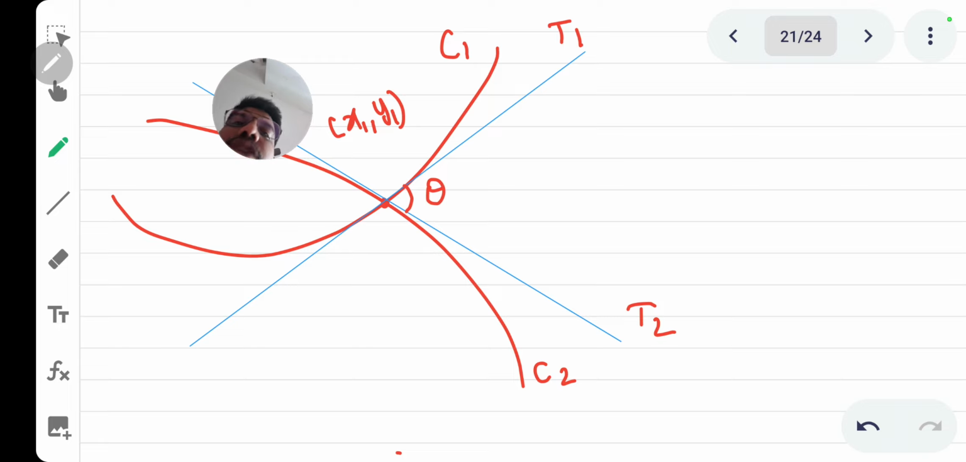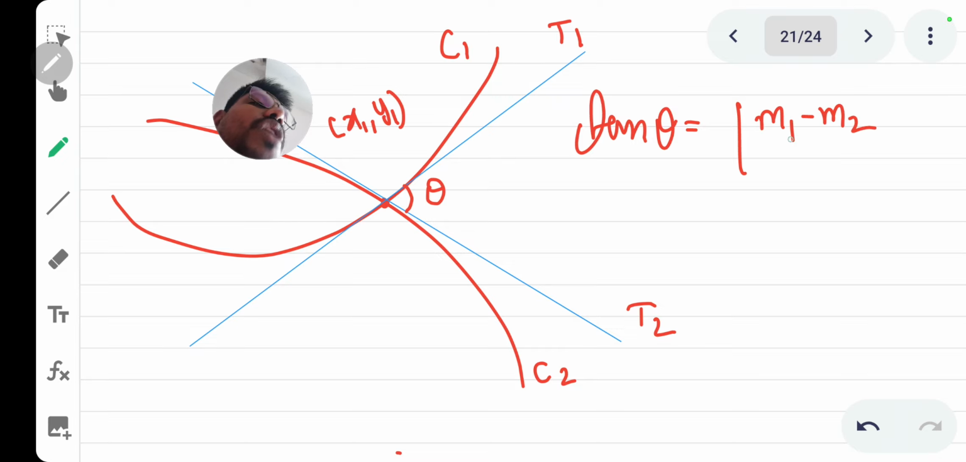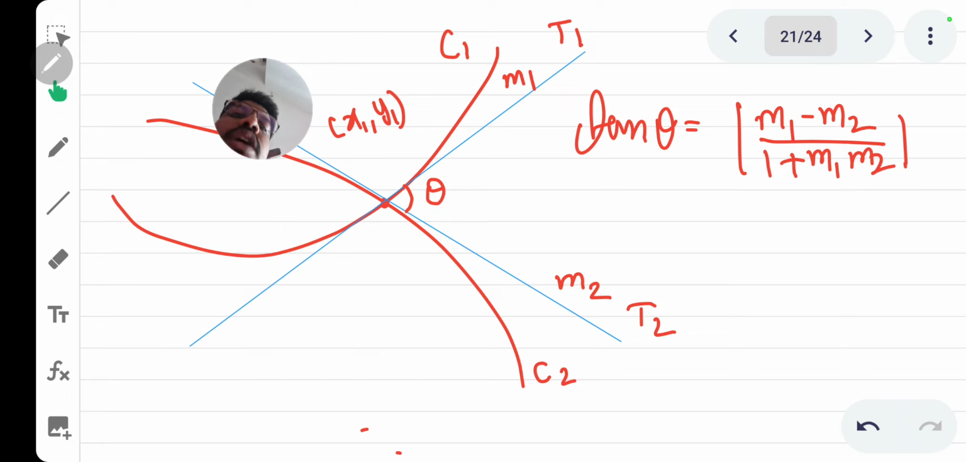Now from the chapter of straight lines we know that tan theta is given as m1 minus m2 upon 1 plus m1 m2. Okay, where m1 is the slope of the first tangent, m2 is the slope of the second tangent. Now let me help you understand this: m1 is the slope of the tangent T1 calculated at the point x1 y1 for the curve C1. Okay, and m2 is the slope of the tangent T2 calculated at the point x1 y1 for the curve C2.